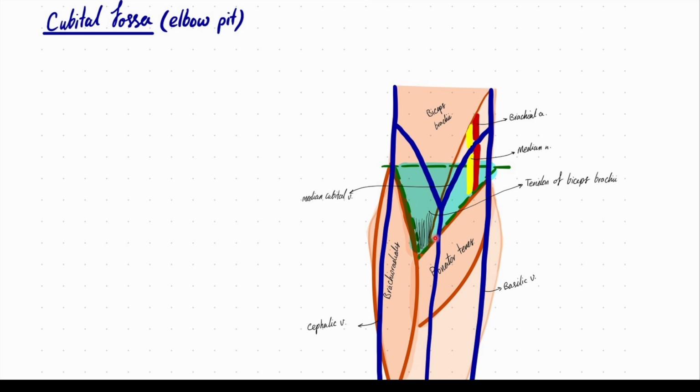Due to the presence of superficial veins, especially the median antecubital vein, this area can be used for phlebotomy, and it is very clinically important. During blood pressure measurements, the stethoscope is placed over the brachial artery in the cubital fossa to measure the brachial pulse. This fossa contains the tendon of biceps muscle, the brachial artery, which bifurcates in this region and gives the radial and ulnar arteries. We also have the median nerve here and the lateral cutaneous nerve of the forearm.